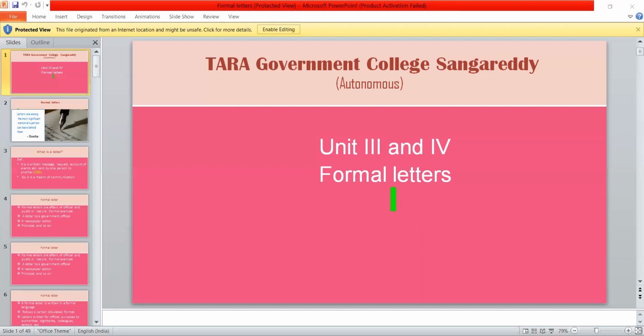Then salutation. Salutation is nothing but greeting. To a government officer, government official, how do you greet? How do you salute? Salutation. If an organization is addressed, use Dear Sir or Dear Sirs or sometimes Dear Madam. That is, if you do not know the person to whom the letter is sent.